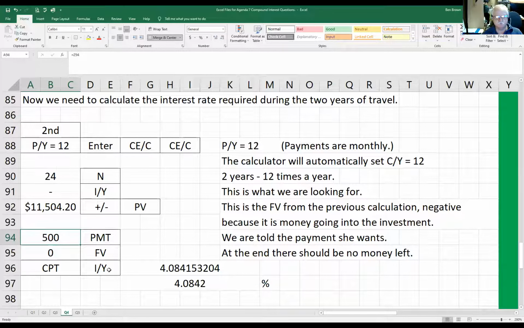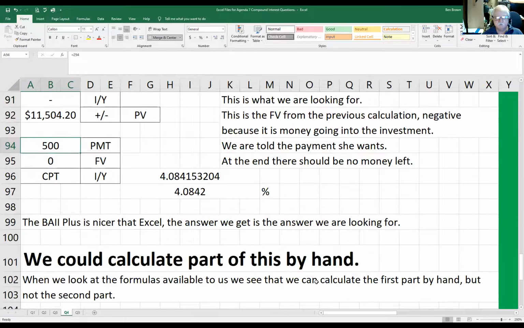So we compute IY. And the nice part about doing this on the BA2 Plus is we don't have to do anything to interpret the answer. It just gives us the answer we want, which is nicer than Excel.